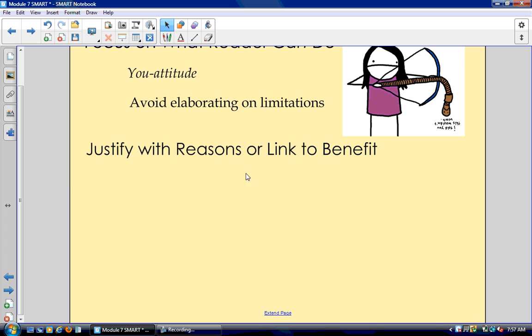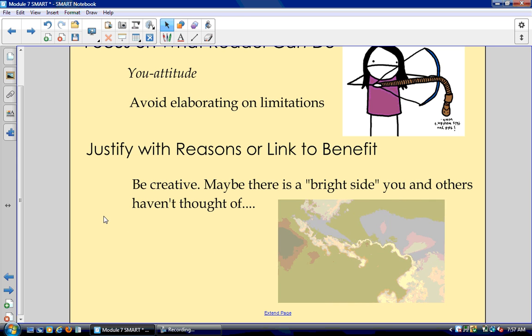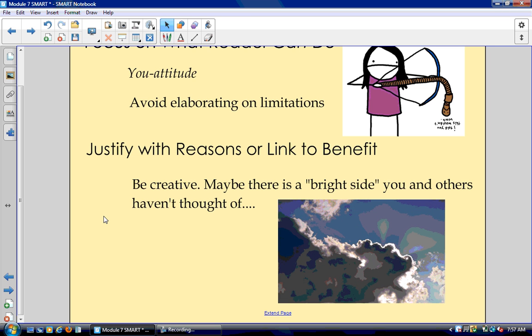Again, we can try to help readers move beyond the negative by justifying the negative with reasons or linking it to a benefit. Those benefits can actually be very interesting. Sometimes if you're creative, you can see a bright side that others haven't thought of, a silver lining to the situation that might really help people be okay with it and move on. However, you don't want to be condescending or insincere about that benefit. If you can't deliver on it, if it's not real, if it's really kind of flimsy, don't do it.